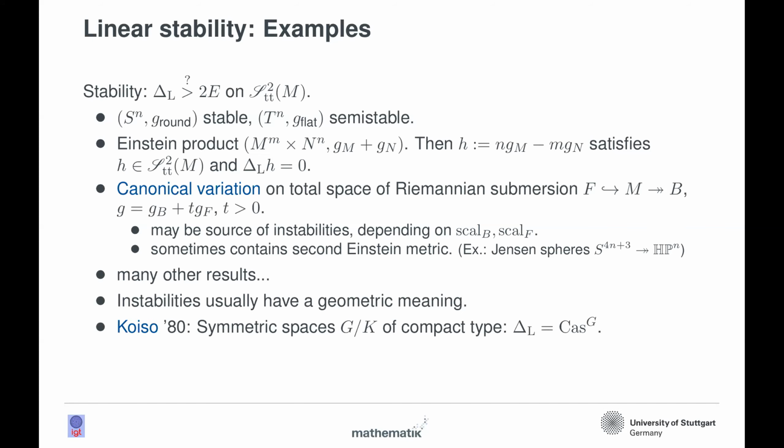In the 80s, Norihito Koiso looked at symmetric spaces. For non-compact symmetric spaces, there is a curvature condition that actually shows stability in a pretty straightforward way. But for compact symmetric spaces, or particularly for those of compact type, where G is compact semi-simple, there is this astonishing result that the Lichnerowicz Laplacian can be written as a Casimir operator. I will shortly explain what that is and what that means. And this enabled Koiso to analyze systematically the stability of these compact symmetric spaces.